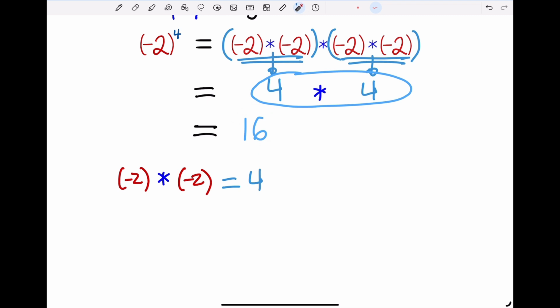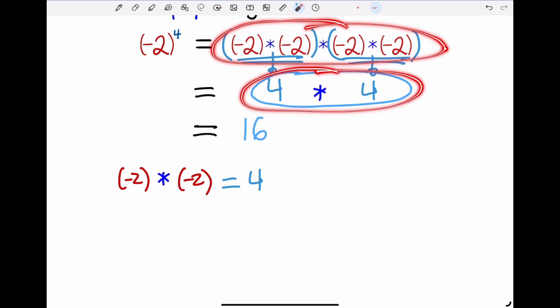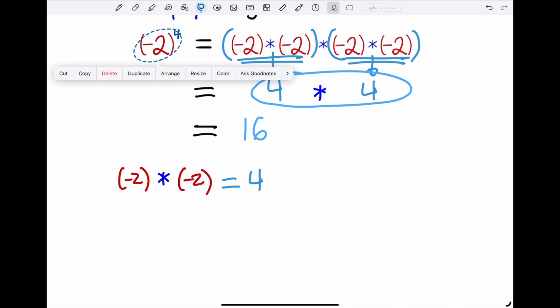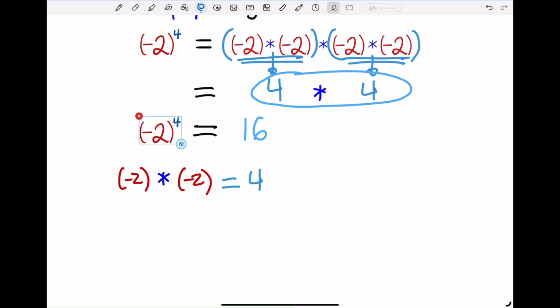And this is one of the great things of the associative property. It gives us options to group and multiply the numbers in different ways. And sometimes the way we group the numbers leads to easier ways to calculate the answer. So we want to be able to look out for other easier ways to calculate the answer. So negative 2 to the fourth power equals 16. And we are done.